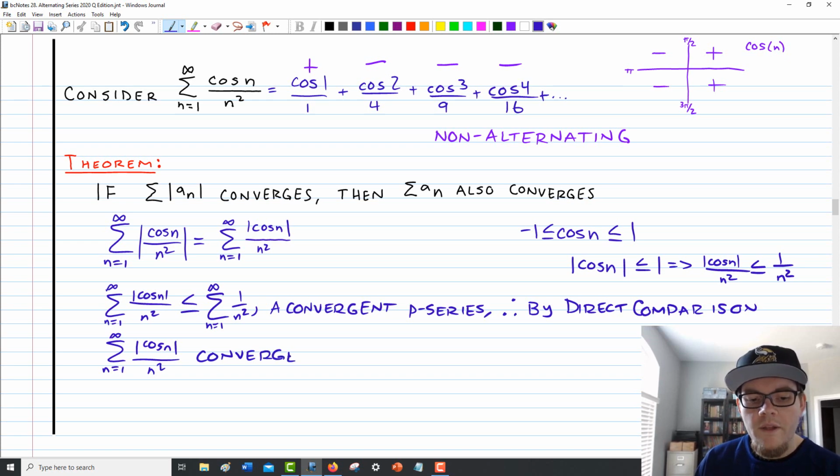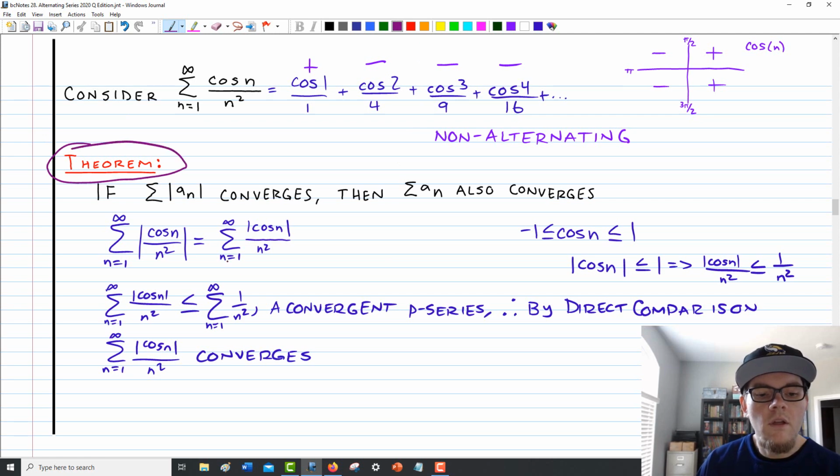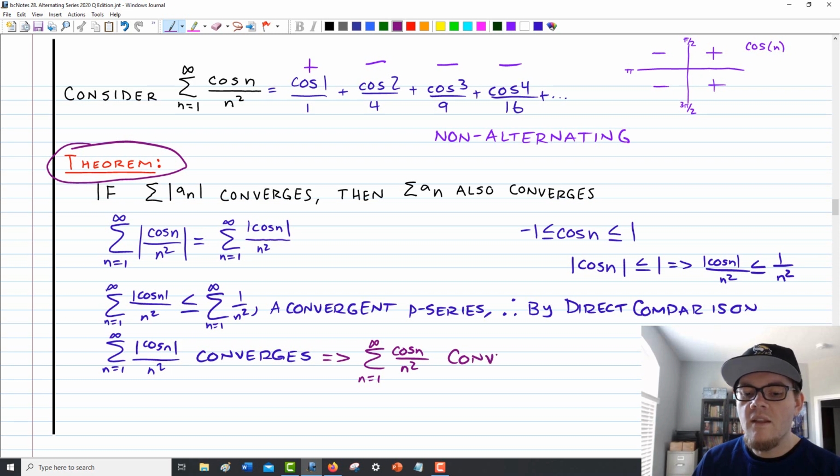And the reason that's relevant is as soon as we know that, according to our theorem up here, that means that our series, from 1 to infinity, of the terms that have some negative signs mixed in, we are able to say that this series converges also. And then as far as the why, it's by that theorem.